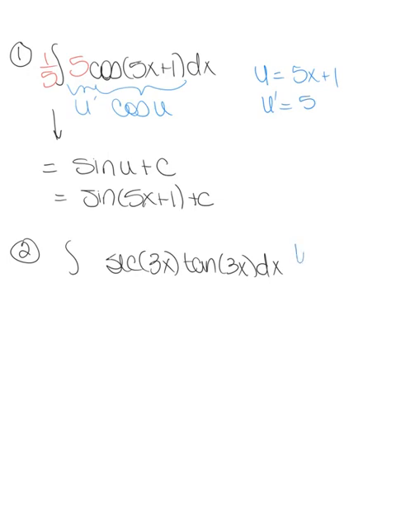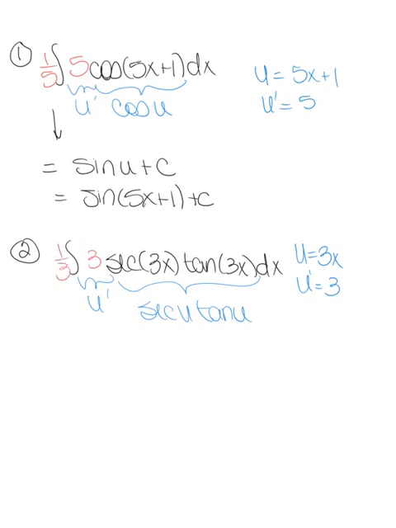I might consider letting the u be equal to 3x, that is the angle. If that's the u, then the u prime that's going to go with that is a 3. And when I look at what choice I made there, here again, I have the secant of u times the tangent of u. Remember, we're going to need that u prime. In this case, the u prime we need is 3. So we'll multiply on the outside by the 1/3.